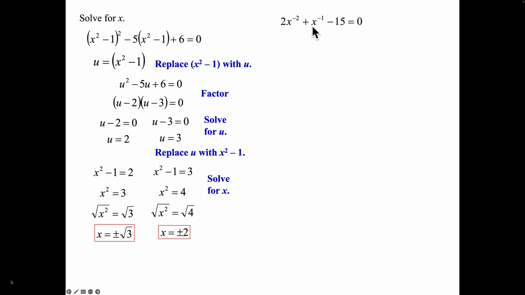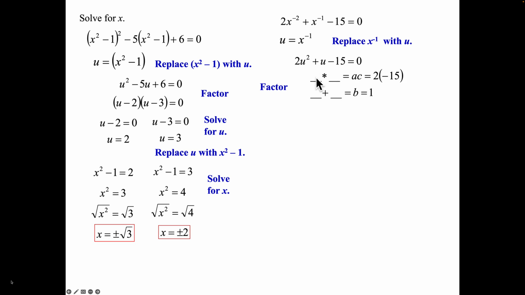I'm going to let u equal the x to the negative 1 because this exponent is double that of this one. So this now becomes 2u squared plus u minus 15 equals 0. We'll go ahead and factor this. What two numbers multiply to be AC, 2 times negative 15, and add up to be 1? Well, remember, 1's a great number. That means your two numbers are consecutive. So, seeing that it's odd, we need odd factors. Take the 2 times 3 is 6, and 5. 6 and 5 are your two numbers.